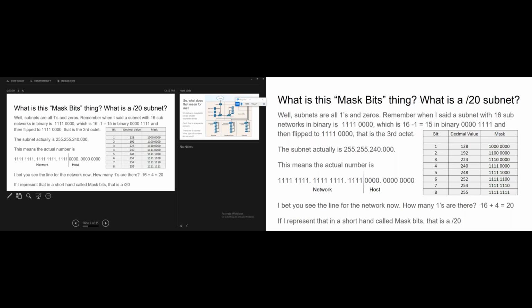So this is, by the way, a /20 network, because there are 20 ones. And the subnet itself will be, if you look at 20 ones, there are 4 bits, so it's the 3rd octet, so it'd be 240. So the correct decimal subnet would be 255.255.240.